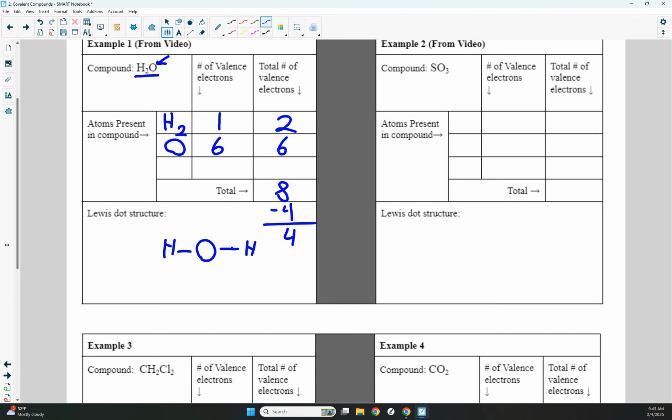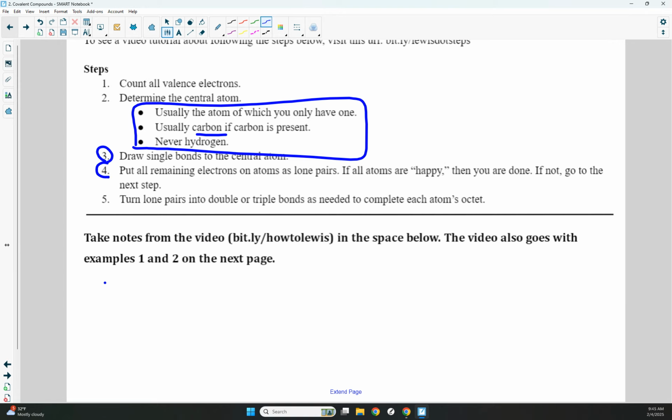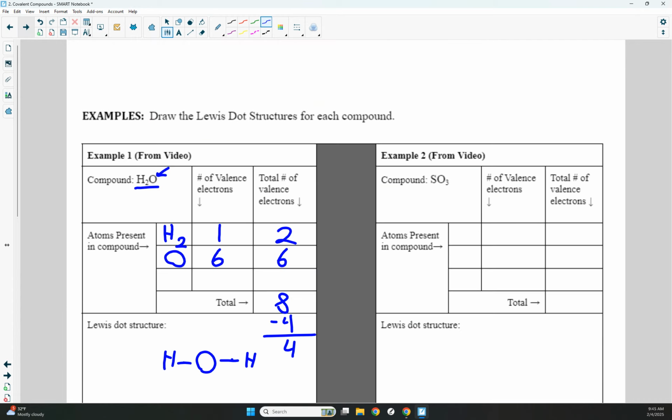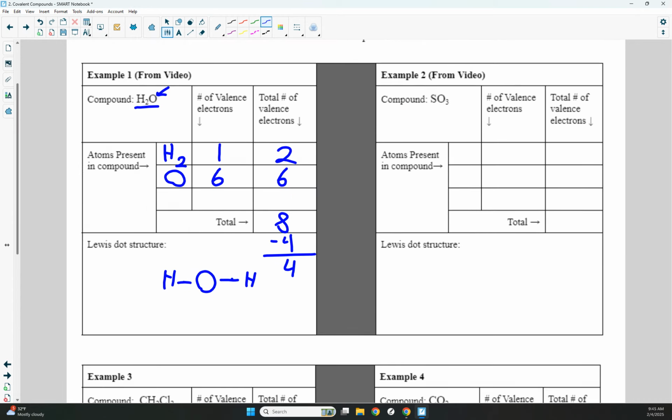Okay, now step 4 is we're going to put all remaining electrons on atoms as lone pairs. Okay? And then we're going to ask ourselves if all of the atoms are happy. All right? So let's go back to our example. I've got 4 valence electrons. I'm going to add them where they are needed. The hydrogens are happy because, remember, hydrogen only wants 2 valence electrons. Hydrogen and helium are the exceptions. All the other atoms want 8 valence electrons in order to be happy.